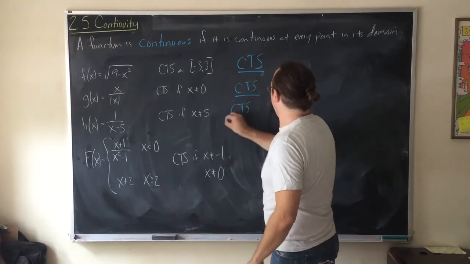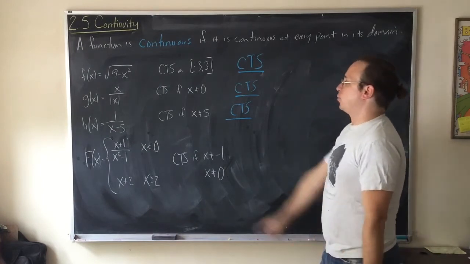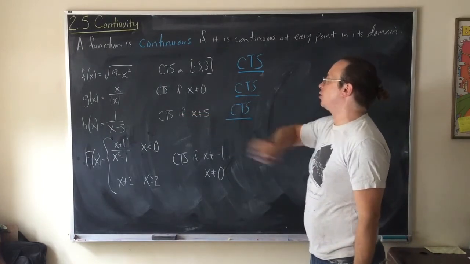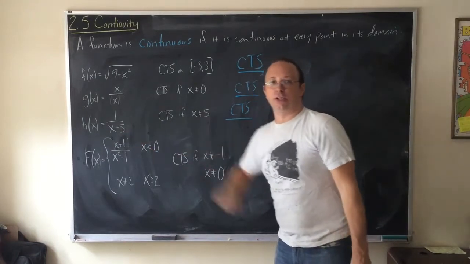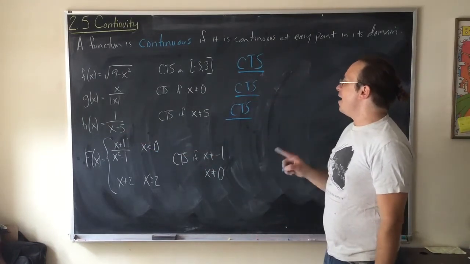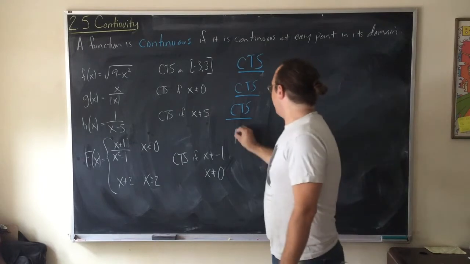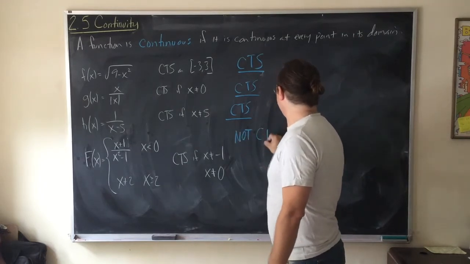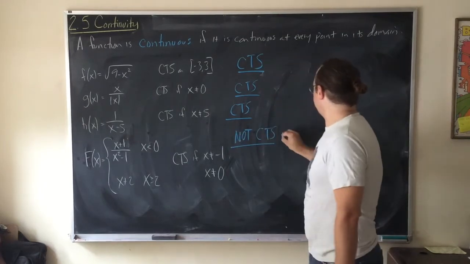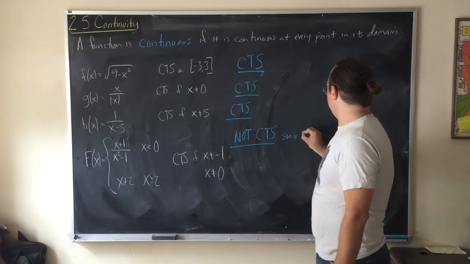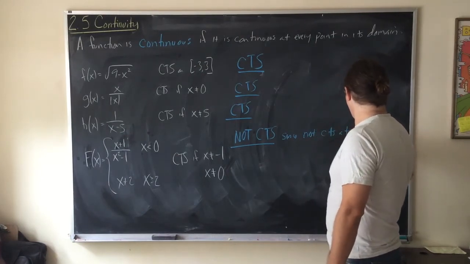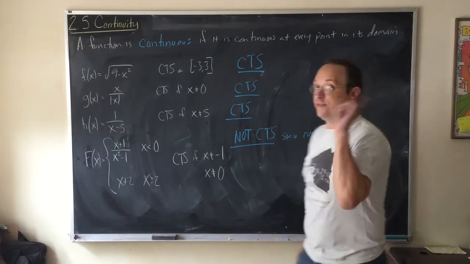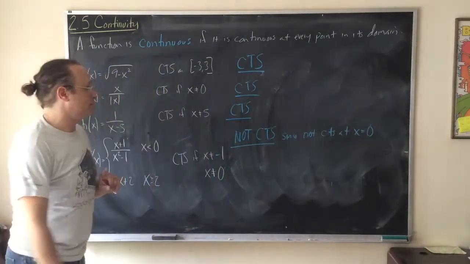Similarly, our h of x, 1 over x minus 5, is also continuous on its domain because the 5 is automatically excluded by the domain. And then finally, our capital F of x is not continuous since it's not continuous at x equals 0, which in this case is in the domain.